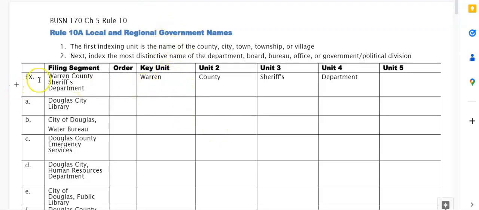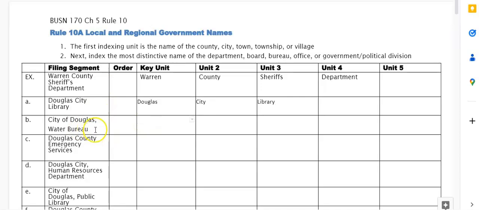If we take a look at this first example, our filing segment is Warren County Sheriff's Department. So the name of the county is Warren County. So Warren is my key unit, County is unit 2, and then Sheriff's Department. There shouldn't have been an apostrophe there. And for the next one, we have Douglas City Library. So the name of my city is Douglas, which will be my key unit. City is unit 2, Library is unit 3.